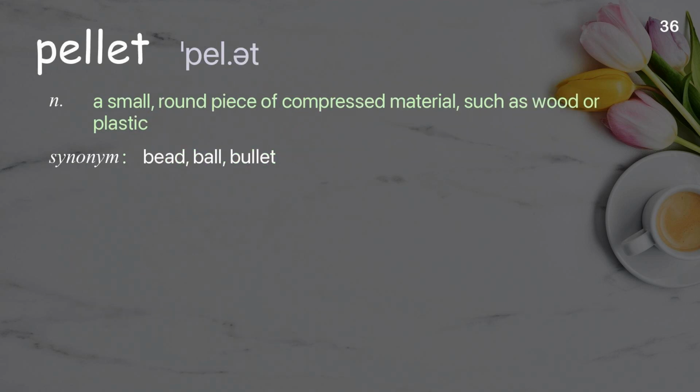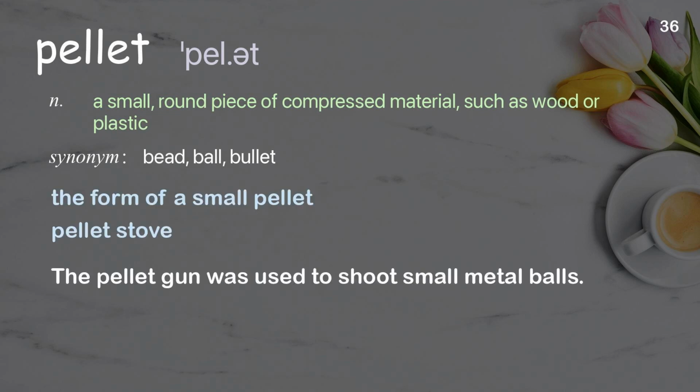Pellet. A small, round piece of compressed material, such as wood or plastic. Examples: the form of a small pellet, pellet stove. The pellet gun was used to shoot small metal balls.